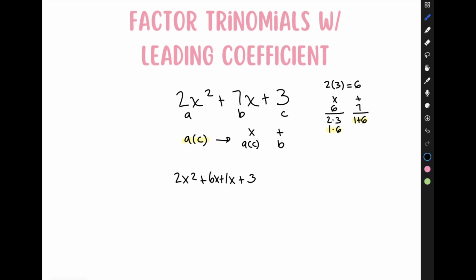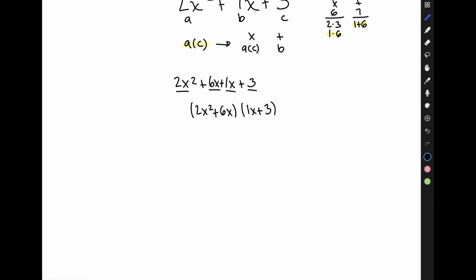Grouping is just what it sounds like. We're going to take the first two terms and group them together, and the last two terms and group them together, so that this becomes 2x squared plus 6x, plus 1x plus 3. Now we're going to go ahead and simplify what we have right here.